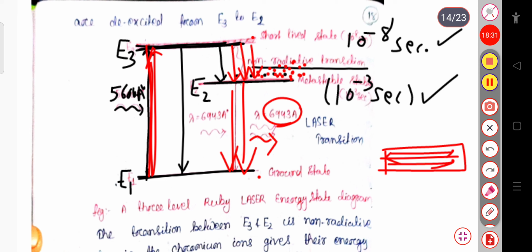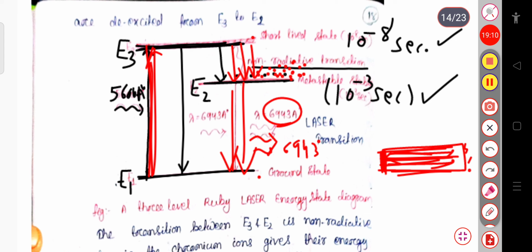It moves parallel until it stimulates an excited chromium ion. One side of the rod is fully silvered and the other side is partially silvered. After reflecting more and more times back and forth, an excited chromium ion in the E2 state emits a photon of the same wavelength, 6943 angstrom, in the same phase. This process is repeated again and again until the laser beam intensity reaches a sufficiently high value.